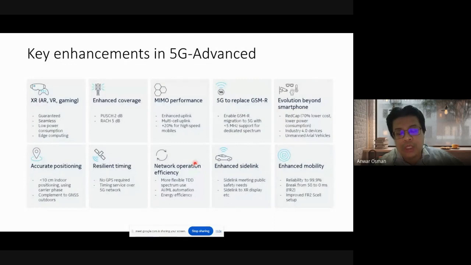Enhanced sidelink means that vehicles or devices can connect to each other, rather than one device or vehicle connecting to the base station and the other devices not needing to connect to the base station but connecting to the device that is connected to the base station. That's called the sidelink. And then enhanced mobility, which is to reduce the latency even further by utilizing the higher frequency spectral capability. Right, so this is an announcement that we are looking at 5G Advanced.